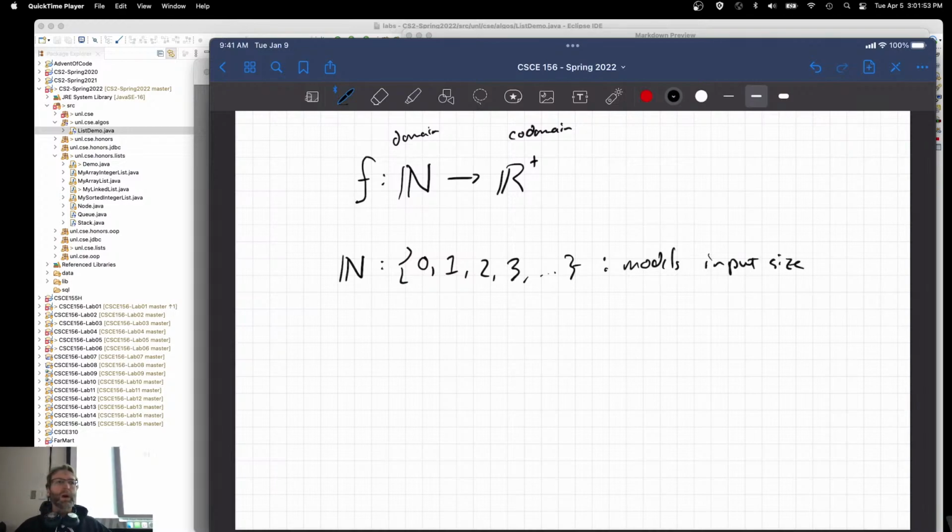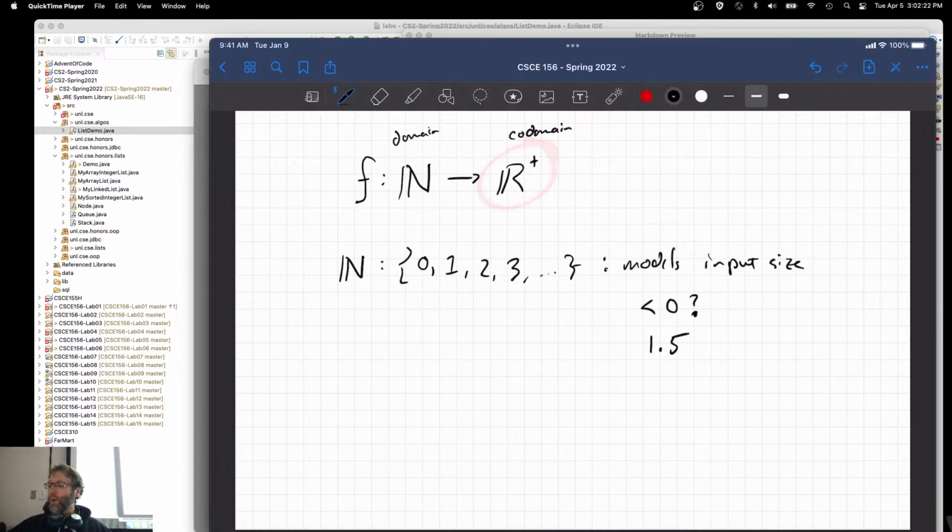So why did I choose the natural numbers? Can you have negative values? No. A negatively sized array? That doesn't make any sense. Can you have fractional values? Can you have an array of 1.5 things? No, that doesn't make sense either, right? And so you can, of course, have an input size of 0. There's nothing, right? That's perfectly fine.